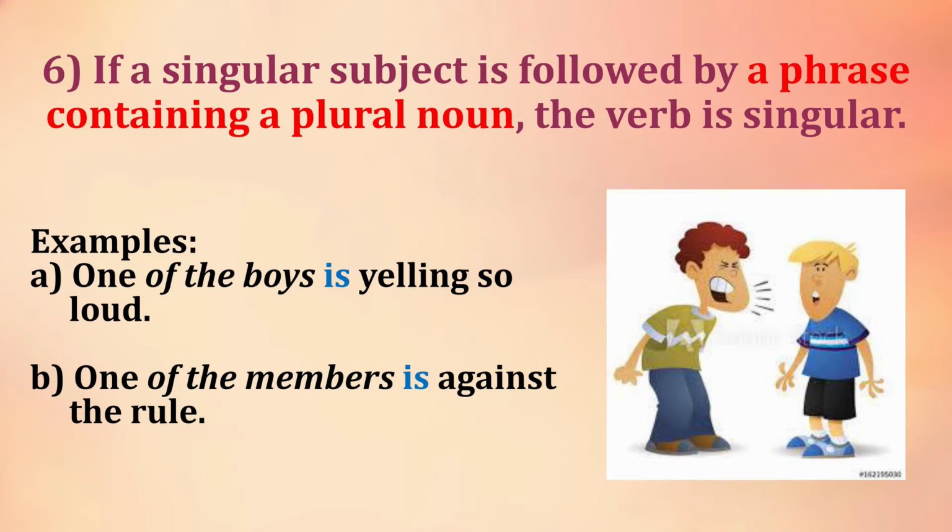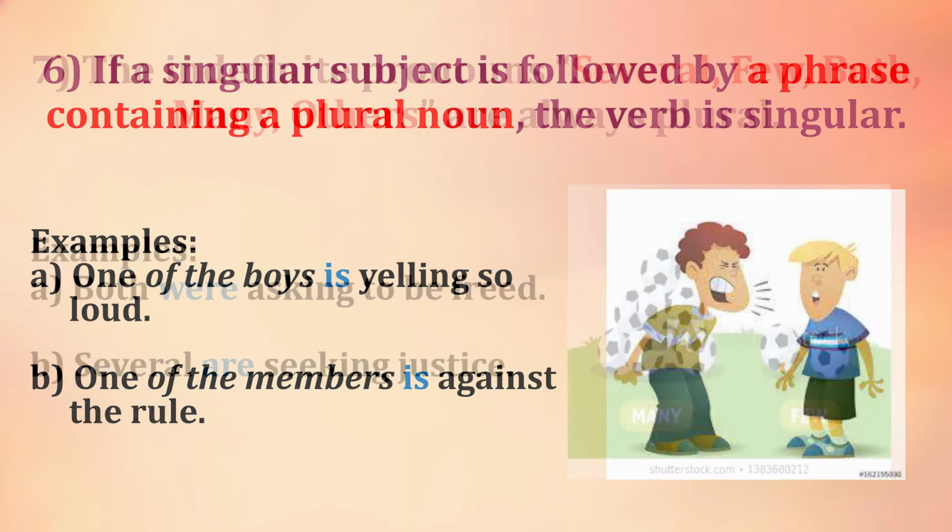Let's see the second one, B. One of the members is against the rule. So here main subject is one. Of the members is prepositional phrase. So we will not look at the prepositional phrase. We will just look at the first subject, that is one. One more thing. A subject will come before a phrase beginning with of. This is a key rule for understanding the subject.